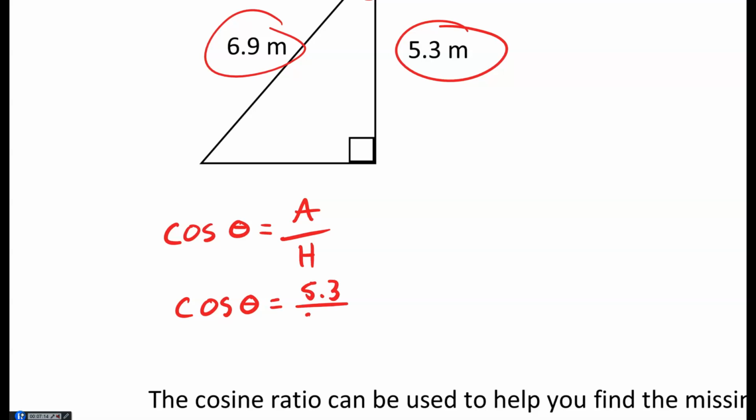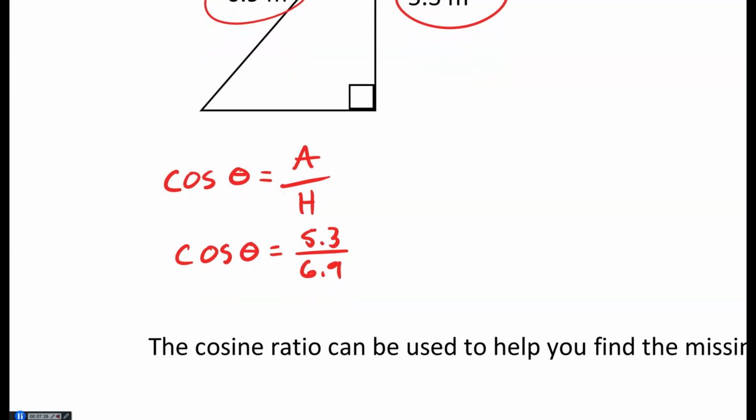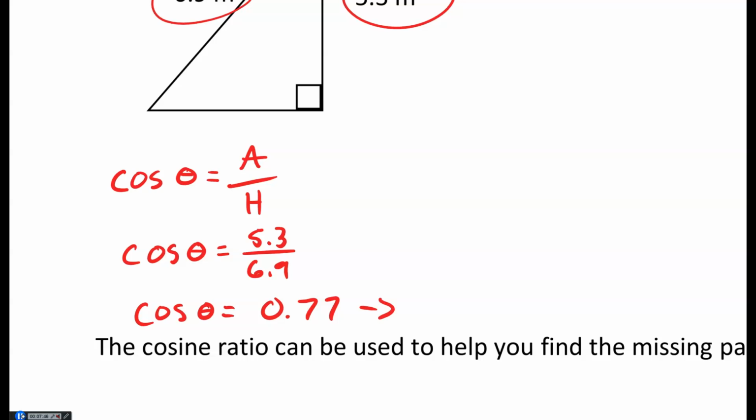So we're going to have cos theta equals 5.3 over 6.9. Now you should know you wrote this down correctly because you have your hypotenuse on the bottom, meaning the larger number should be on the bottom here. So if we do 5.3 divided by 6.9, what you're going to get as your ratio is cos theta equals 0.77.